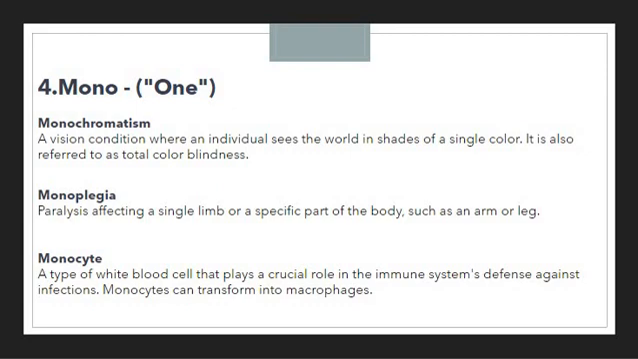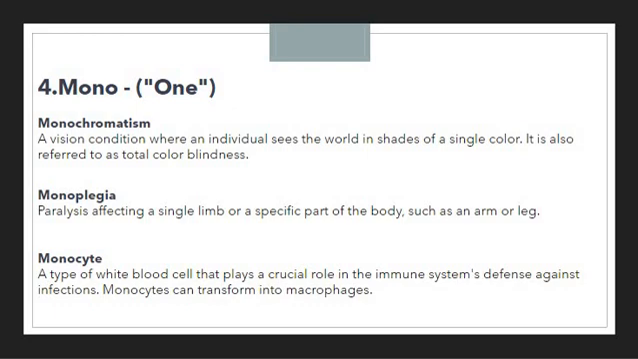Then we have monocyte. A monocyte is a type of white blood cell that plays a crucial role in immune system defense against infection. Monocytes can transform into macrophages. So again we are using monocyte in order to show the white blood cell which plays a crucial role in the immune system defense against infection.